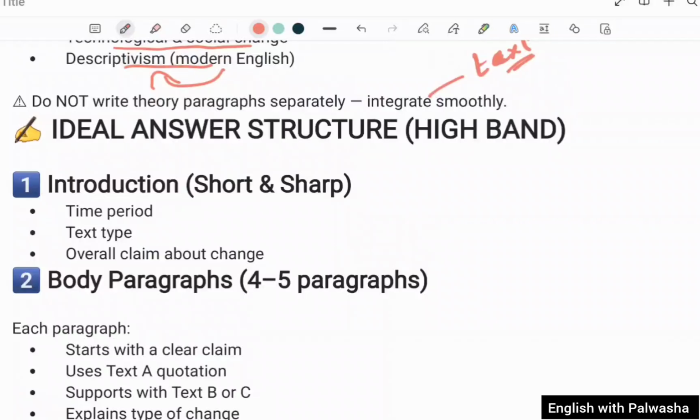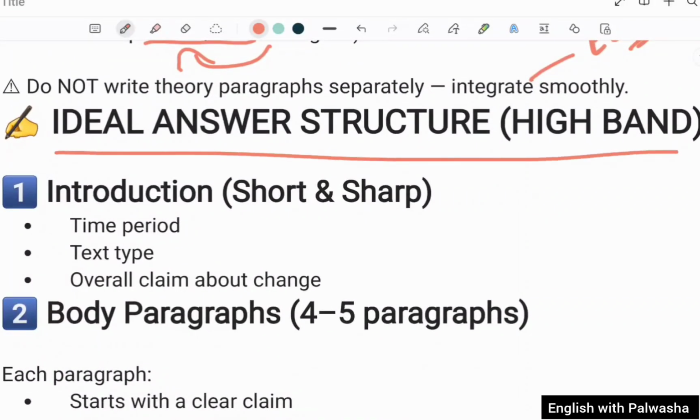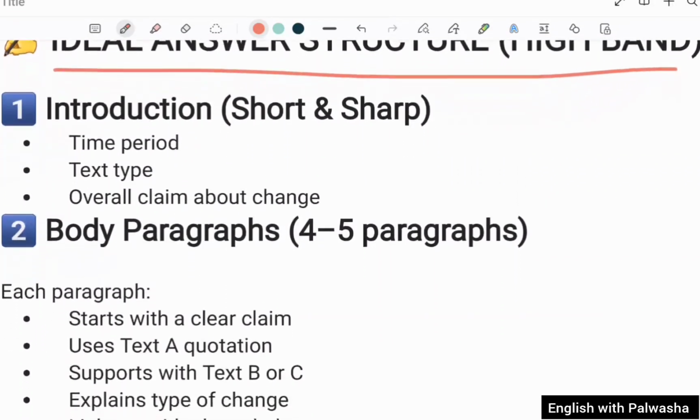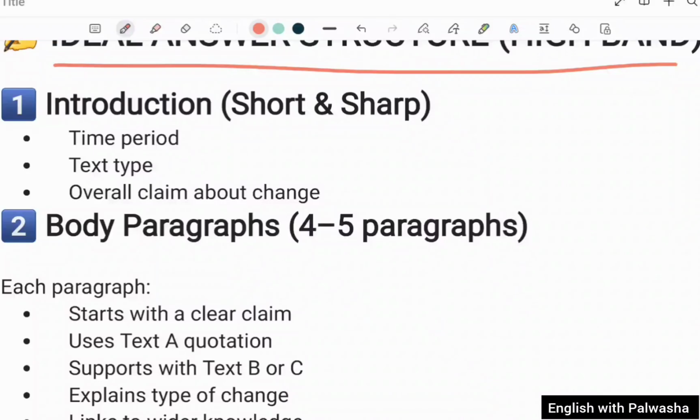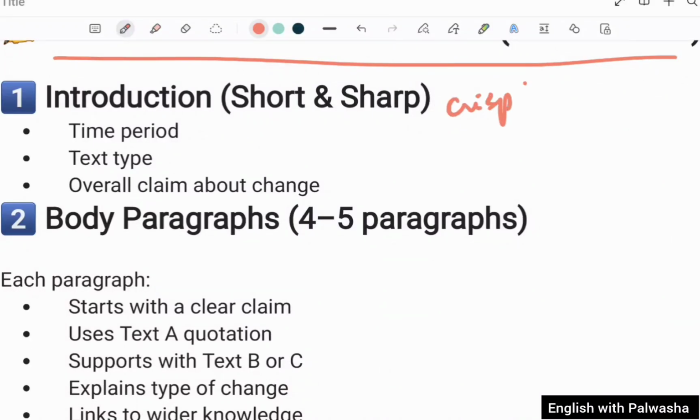Okay, now the ideal answer structure. This is something very important to note down. Please note it down in your registers. First, you have to give the introduction: short, sharp, crisp, and clear. Time period; you have to talk about the text type. What is the text type?